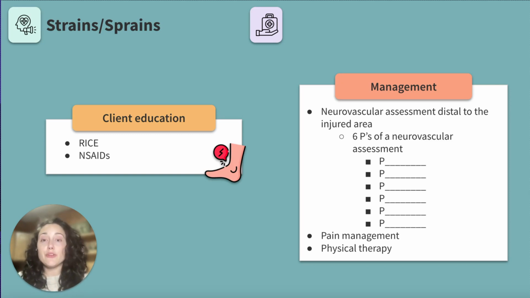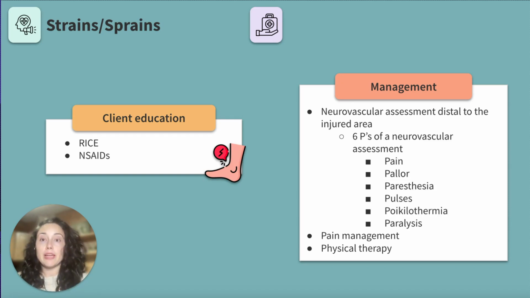Using the 6 Ps of neurovascular assessment is a great way to adequately assess our client's circulation, movement, and sensation. Can you remember the 6 Ps? Pause here and see how many you get. Ready to name the 6 Ps? We've got pain. You practice your regular pain assessment here. Pallor, what's their skin color?